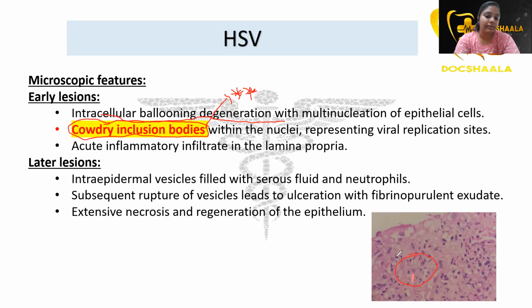Then acute inflammatory infiltrate in the lamina propria. Then in the later lesions, what happens? The intraepidermal vesicles are filled with fluid and neutrophils, and subsequent rupture of vesicles might lead to ulceration with fibropurulent exudate, and extensive necrosis and regeneration of epithelium can be seen. So the main important microscopic feature for the exam that you can remember is Cowdry inclusion bodies, which are seen in early lesions of herpetic stomatitis. Right?